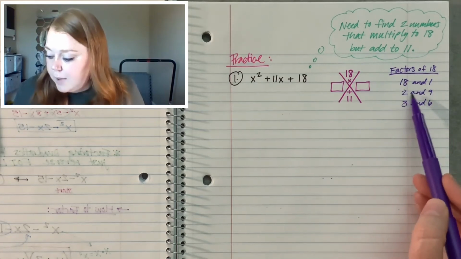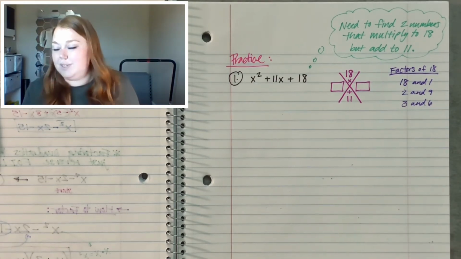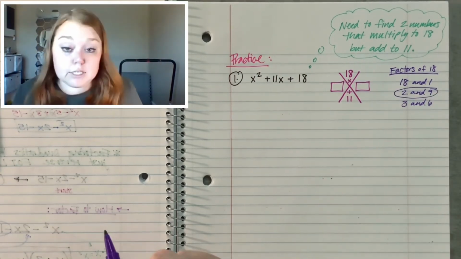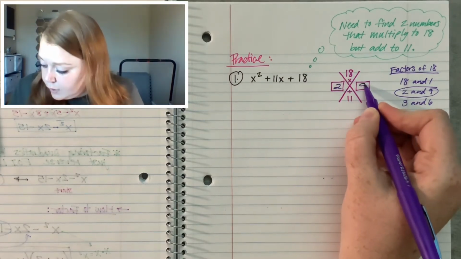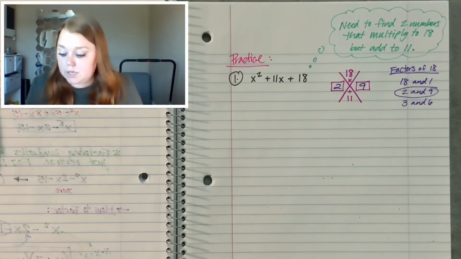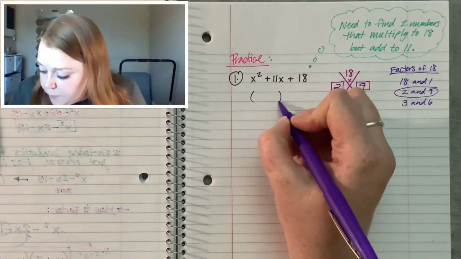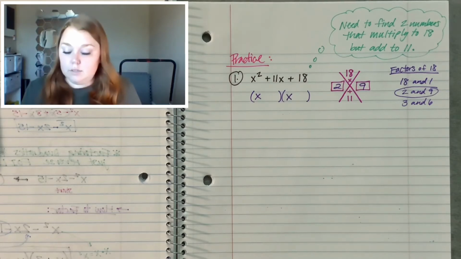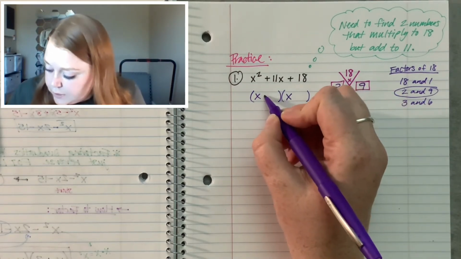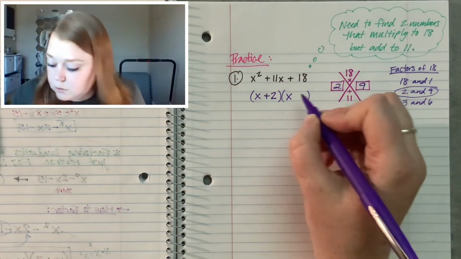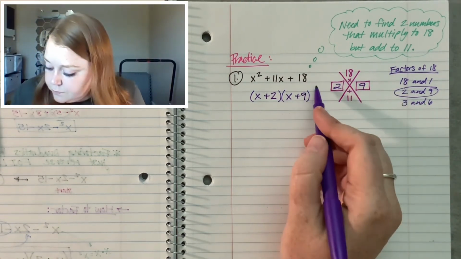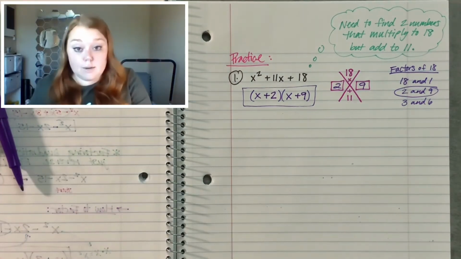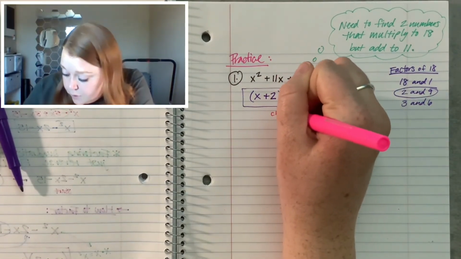So which one of these matches over here end up being 11 when you add them together? I'm hoping you're saying 2 and 9. Okay, so 2 and 9 are your special numbers here. All you do is you set up your parentheses here. You start with your x values out front, and then you place in positive 2, so plus 2, and positive 9. That's your answer.